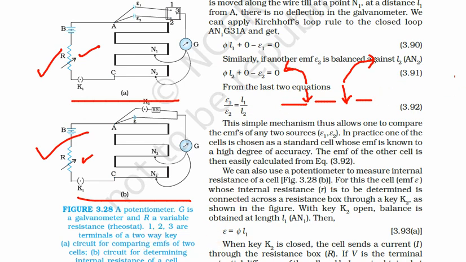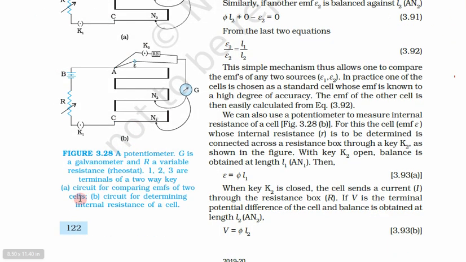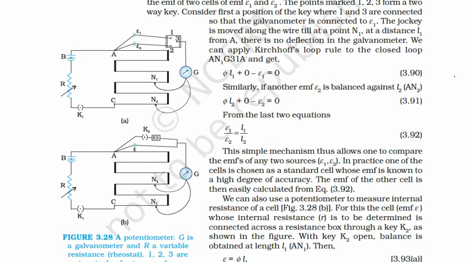Now there are two circuits of this potentiometer. Circuit A is for comparing EMF of two cells. Circuit B is for determining the internal resistance of a cell. So this potentiometer is a very powerful device we can use in two ways. In the first case we can compare EMF of two cells. In the second case we can measure the internal resistance of a cell using this potentiometer.